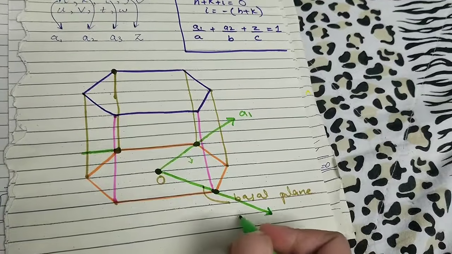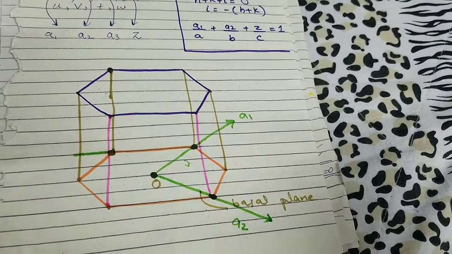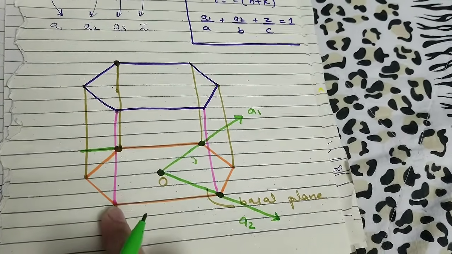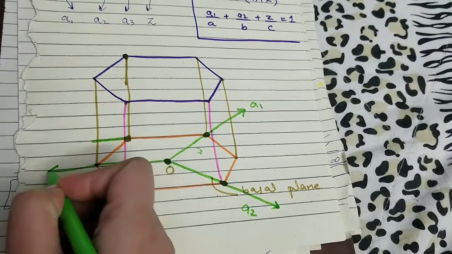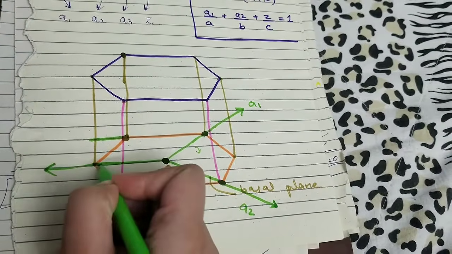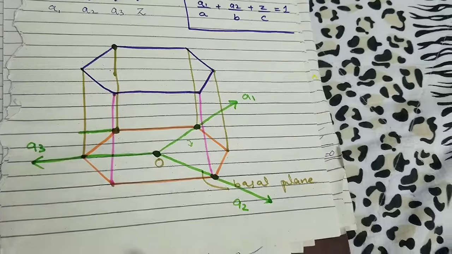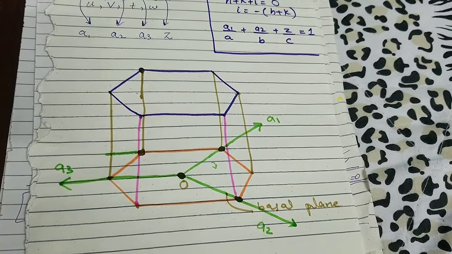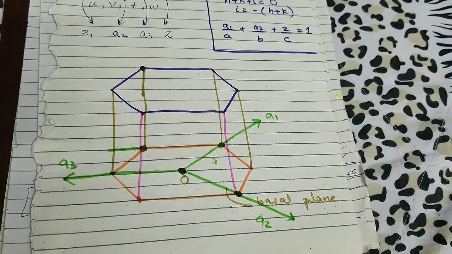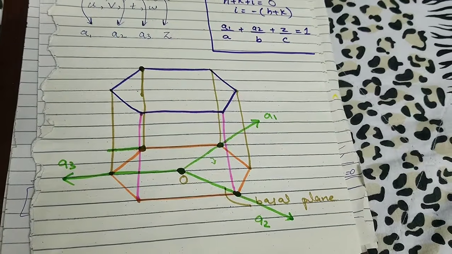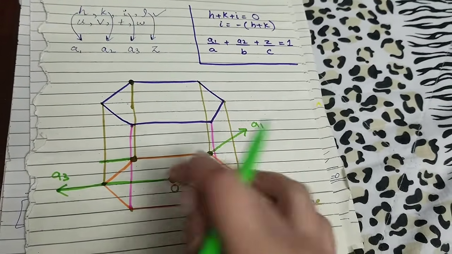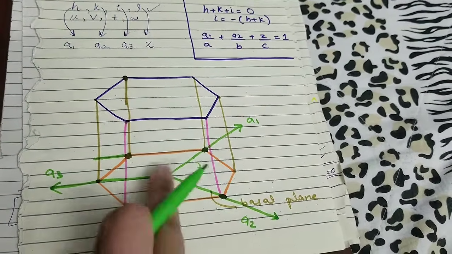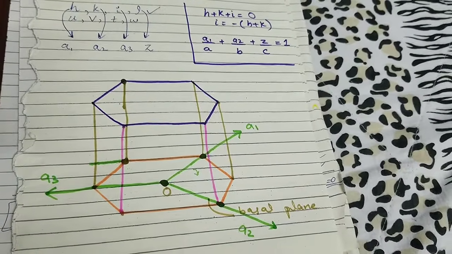This is the A2 axis, positive A2 axis. Now leaving the next corner untouched, the third corner will be the third axis line's corner. Okay, and this is the A3 axis. You can see here that the three axes, A1, A2 and A3, are lying on the basal plane. Okay, they are not on the height, they are lying flat on the base. This is the A1 axis, this is the A2 axis, and this is the A3 axis.